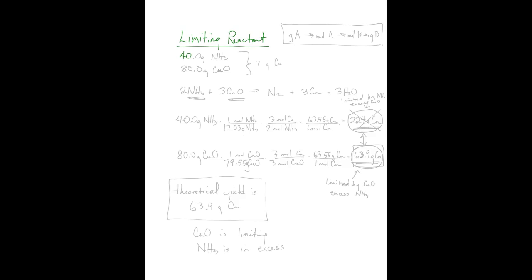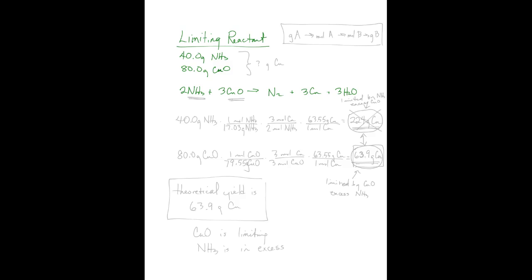So let's start with 40 grams of ammonia, and we're going to start with 80 grams of copper 2 oxide. And what we're going to do is react these guys together. And here's the balanced equation. We've got 2 ammonias and 3 copper 2 oxides, and this will produce 1 molecule of nitrogen, 3 atoms of copper, and 3 molecules of water. This is a way to get elemental copper from copper oxide.